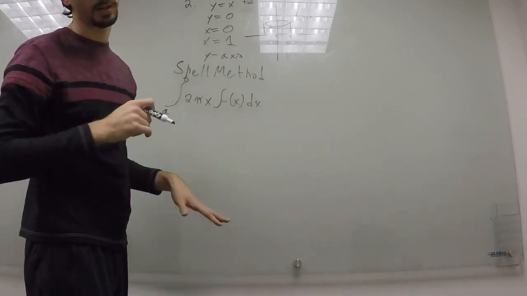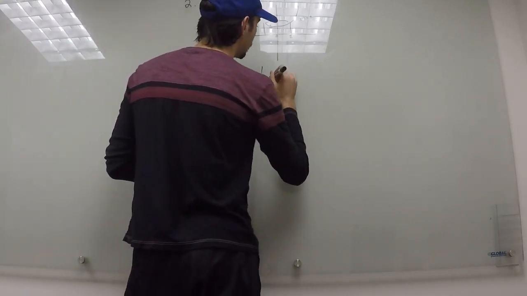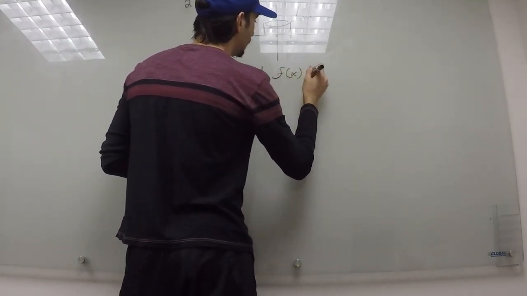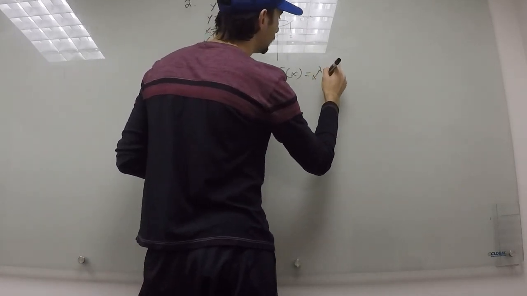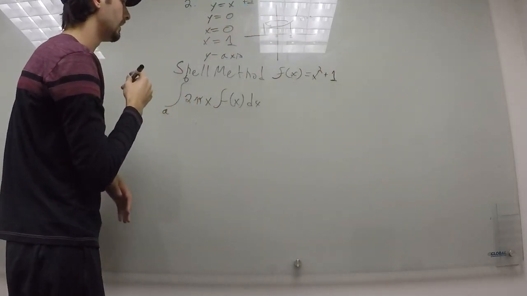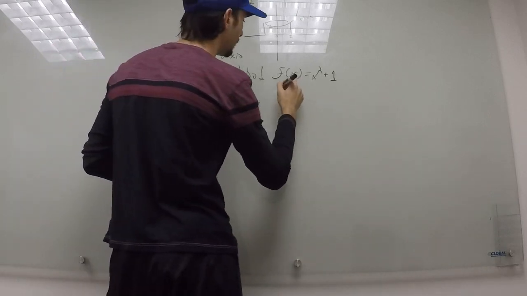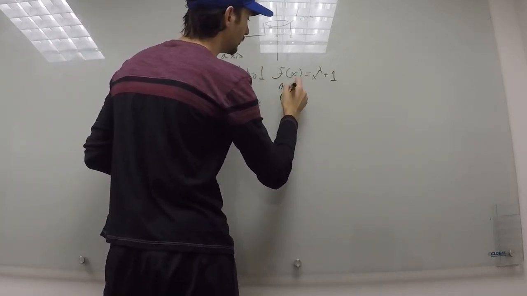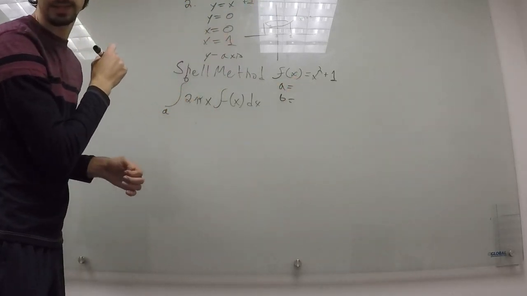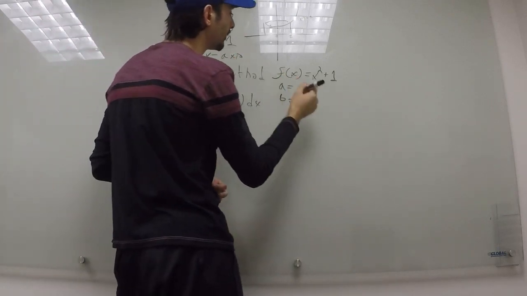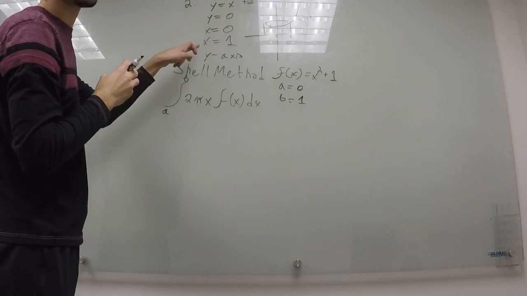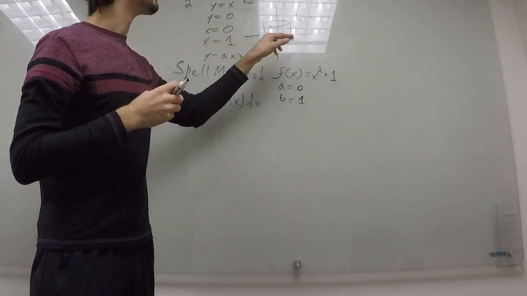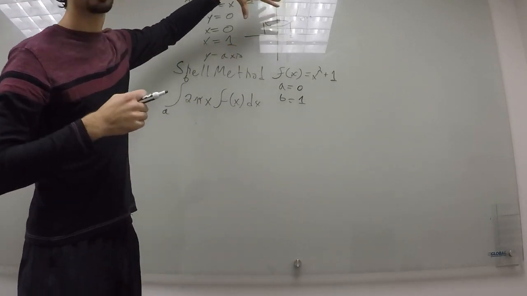So in this case, we're going to define our terms. First term is going to be f(x), and that's just going to be our line right here, x squared plus 1. And then we are going to define our a and b. So our a and our b are going to be 0 and 1. The reason why is because those are the points that are given to us on the x-axis, and we are taking this little area right here. We're not taking the whole thing.